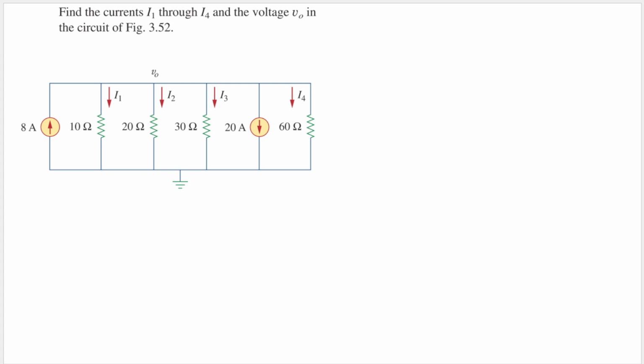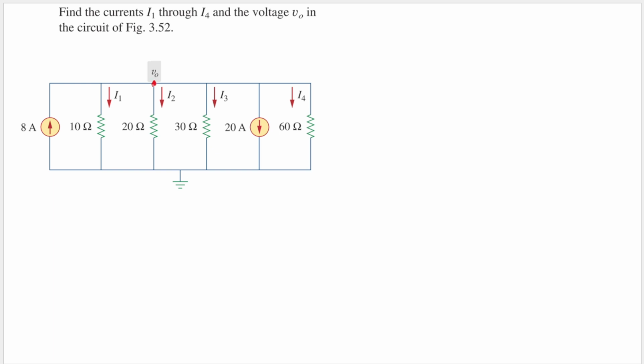Okay, the question is: find the currents I1 through I4 and the voltage V0 in the circuit of figure 3.42. We are asked to find I1 until I4 and then V0. What is V0? V0 is the voltage here. So let's name that node as node V0.